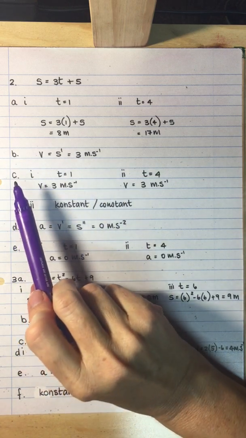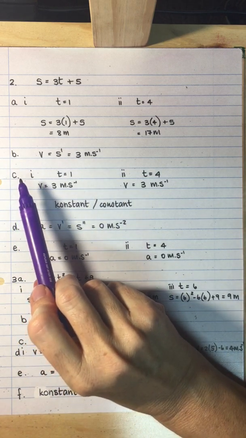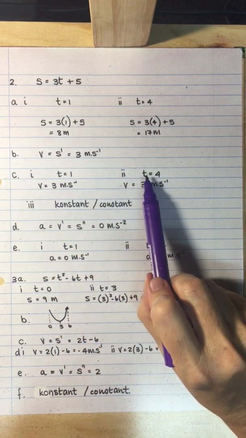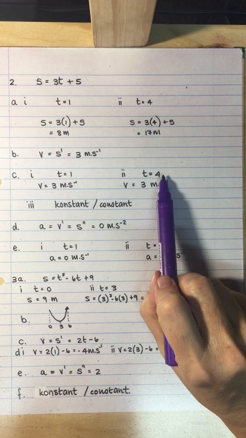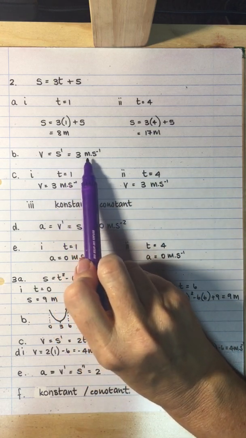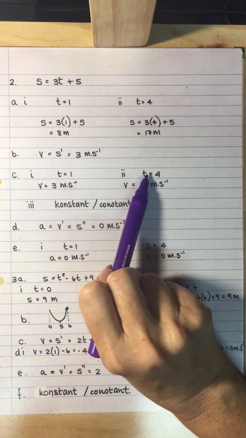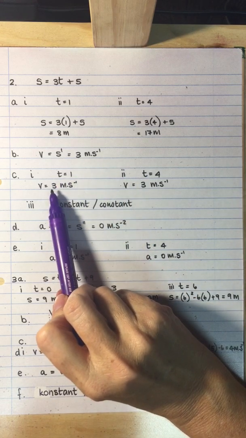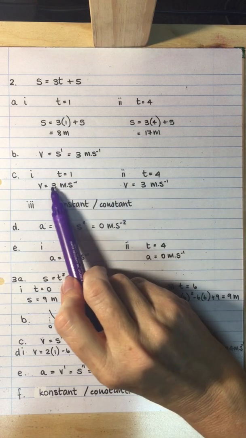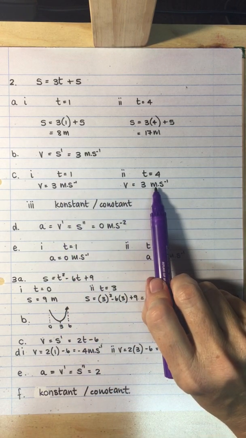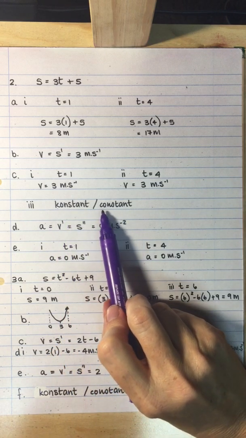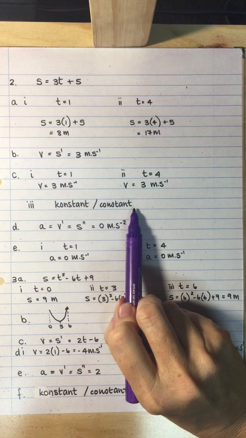In question C, they ask us to determine the velocity of the particle at 1 second and at 4 seconds. However, there is no variable into which we can substitute the time, and that means that the velocity at 1 second and the velocity at 4 seconds are both equal to 3 meters per second. Therefore, we can say that the particle is traveling at a constant velocity.